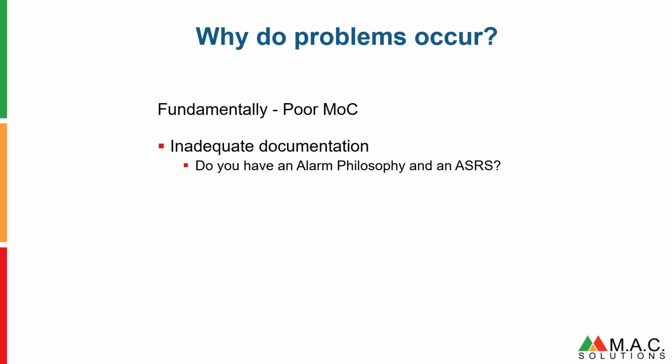So with your management of change, what about inadequate documentation? You should have an alarm philosophy. You should also have an alarm system requirements specification, an ASRS. Those documents define how you are going to manage alarms at your facility, within your business, what you expect your system to do, and how you expect it to behave. So you need to have good documentation when you manage change. What would I like my system to do? How would I like it to be?